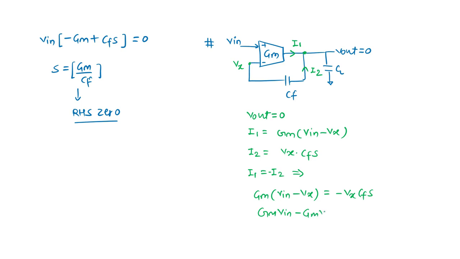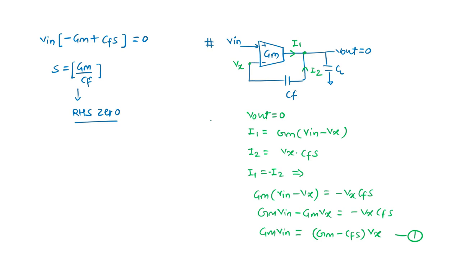Minus GmVx equal to minus Vx CFS. Okay, so what can we write? GmVx is equal to (Gm minus CFS) Vx. Okay, so this is the equation we are getting here.